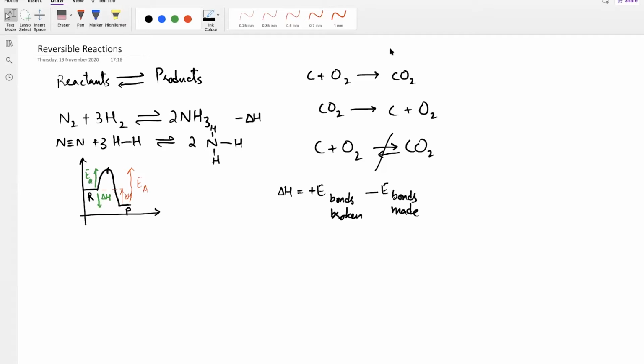Activation energy is always from the starting point to the top, the highest point, the complex state.